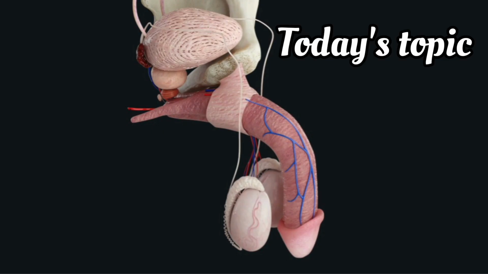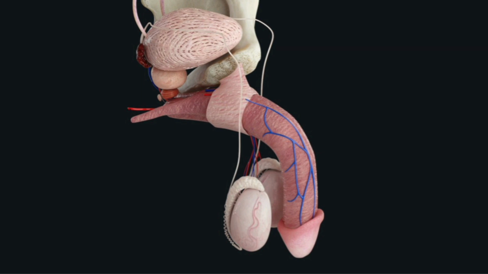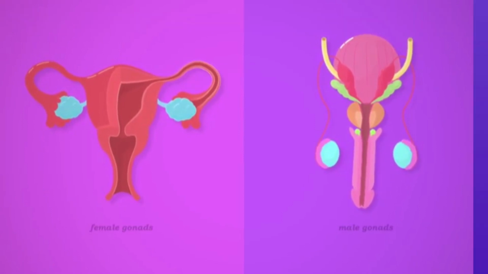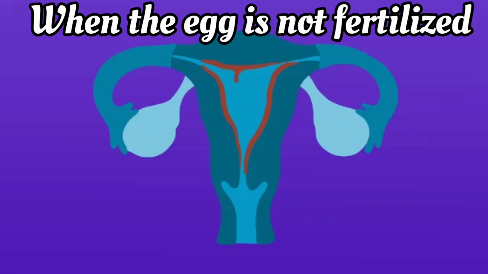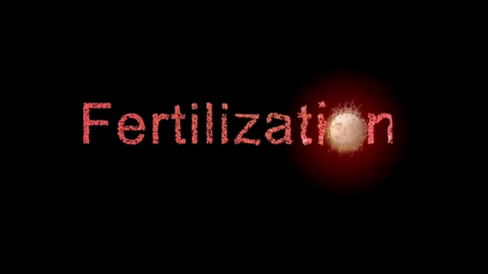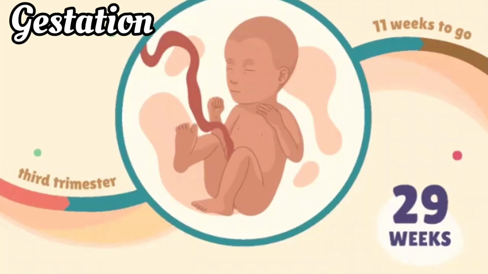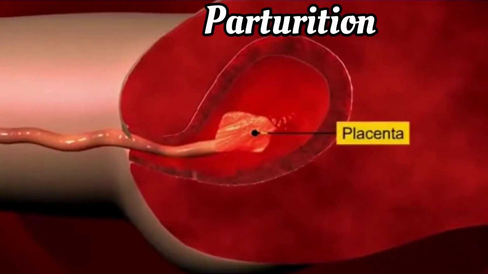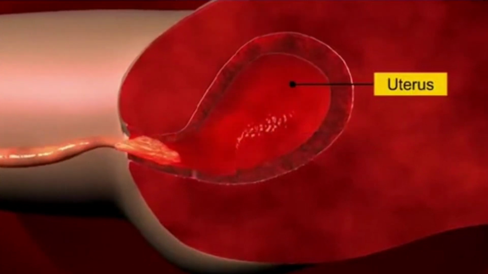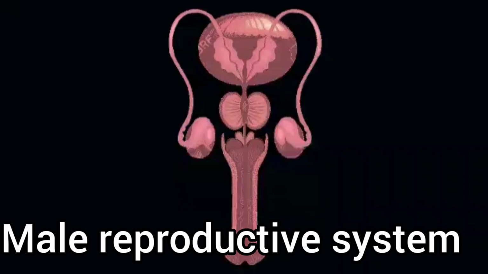My dear students, today's topic is about the male reproductive system, the female reproductive system, and the next topic is about what happens when the egg is not fertilized in the fallopian tube. And the fourth topic is what happens if the egg is fertilized, thereafter fertilization, gestation and parturition. So in this video I will be discussing all these topics. So let's start. Male reproductive system.